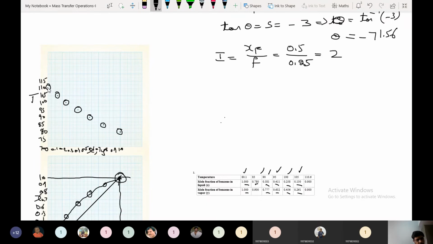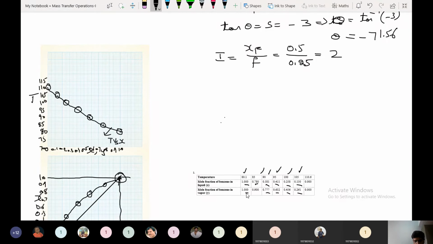Okay, now this is called a T versus X graph. So we need to connect these points accurately. So this is the T versus X graph, and now we need to plot the T axis versus Y graph.